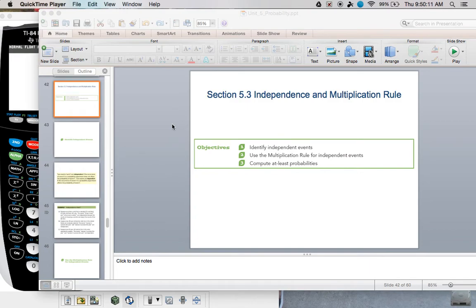Okay, so we'll continue on with the rest of this section and we'll complete this in one screencast. In section 5.2, we looked at the addition rule, talking about the sum of probabilities using the word "or." In 5.3, we're talking about the multiplication rule and very distinctly use the word "and." "And" and "or" are key.